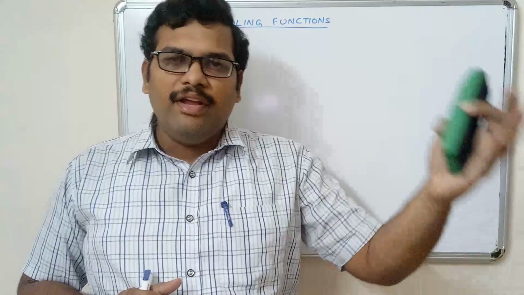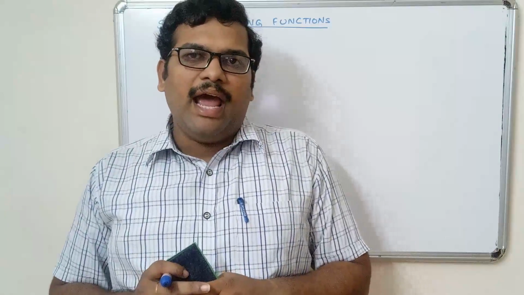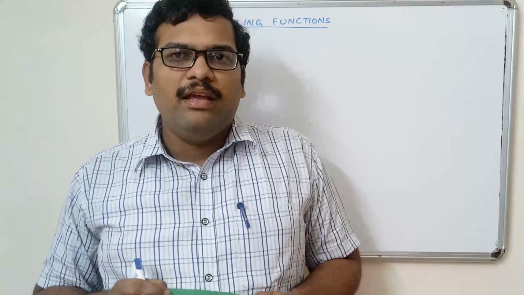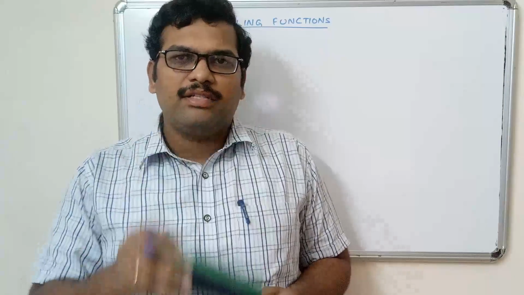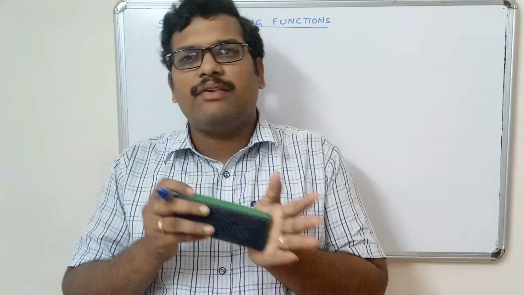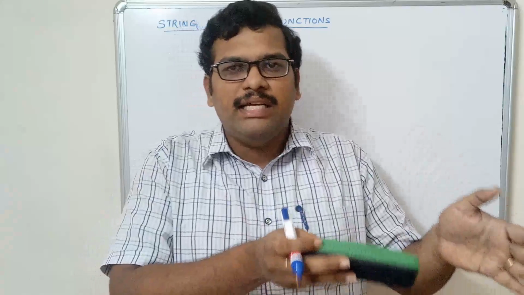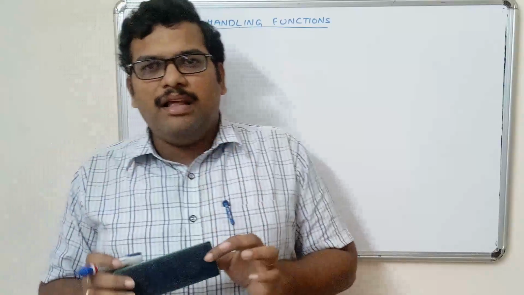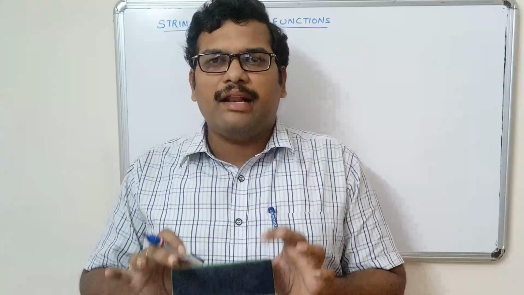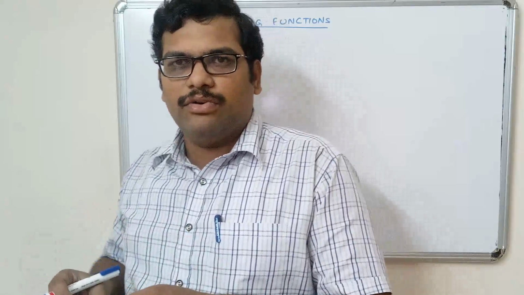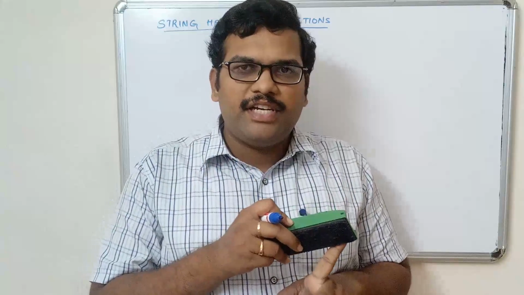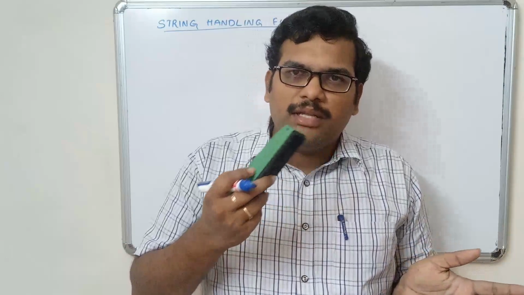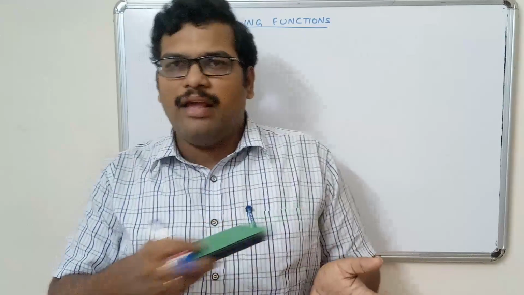When reading the input string, after reading all the characters, the last character will be \0. That means the \0 null character will be appended at the end of the string by the input function. Coming to the output function, the compiler will simply print every character until it reaches \0. Using the printf statement we can print the entire line of text, or by using the puts function or the putchar function we can print the line of text.